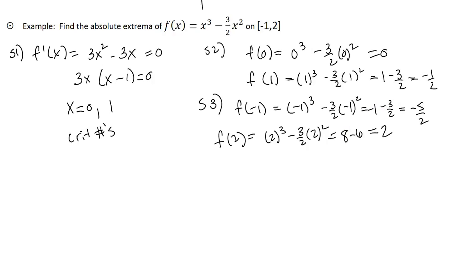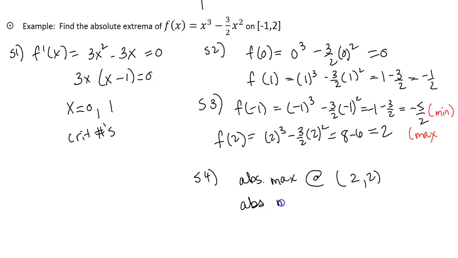So when you compare these numbers, you can see that you have a minimum here and you have a maximum here. So for step 4, we have an absolute maximum at the point (2, 2), and we have an absolute minimum at the point (negative 1, negative 5 halves). So in this case, both maximum and minimum are endpoint extrema.